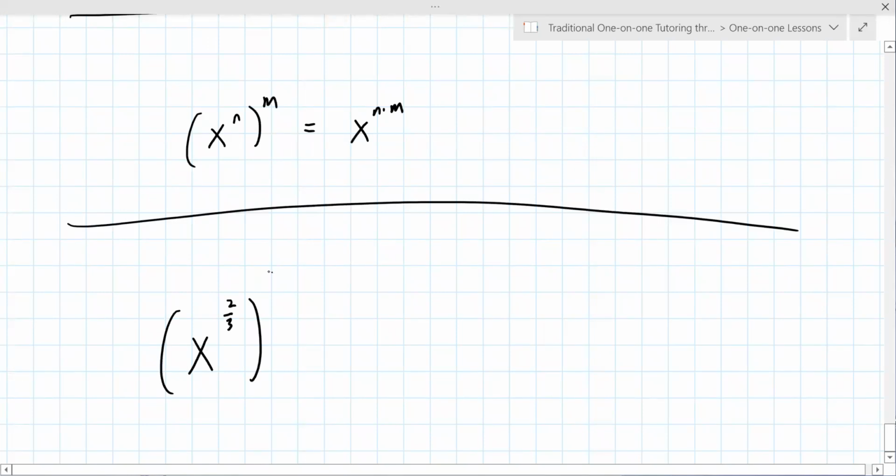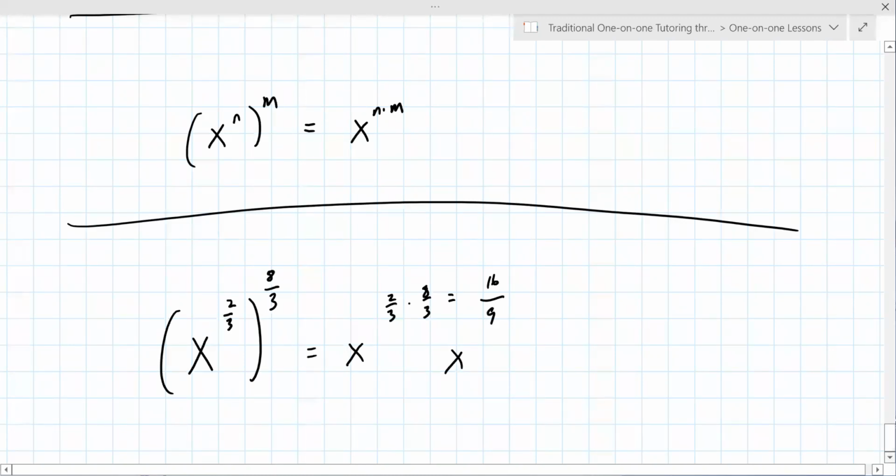Now let's say you have x to the 2/3 to the 8/3 power. So you would multiply the exponents. Now, when you multiply fractions, you just multiply the top and the bottom. And sometimes it reduces, but not in this problem.